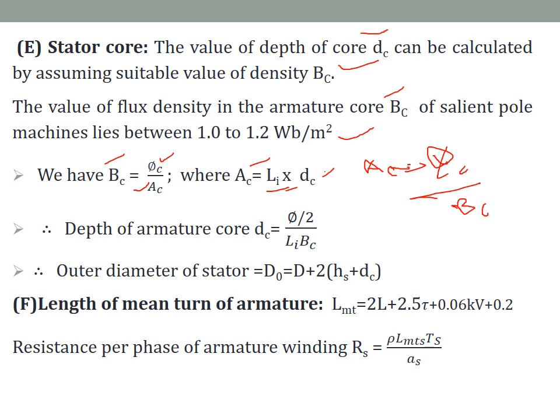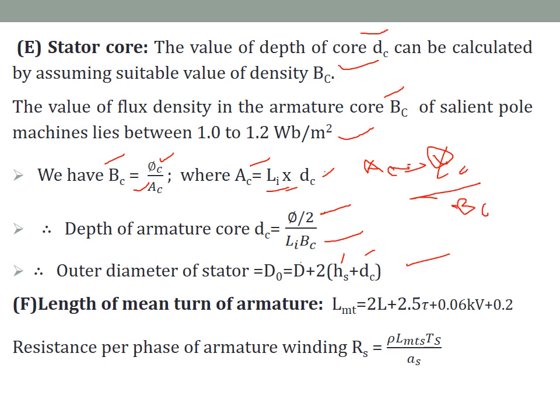Then DC is equal to phi by 2 Li by BC, since the flux in the core is half of the main flux. This we have already discussed many times in the induction motor also. So the outer diameter D naught is equal to D, the bore diameter, plus 2 times HS, the depth of the slot, plus the depth of the core. This will give the outer diameter of the stator.